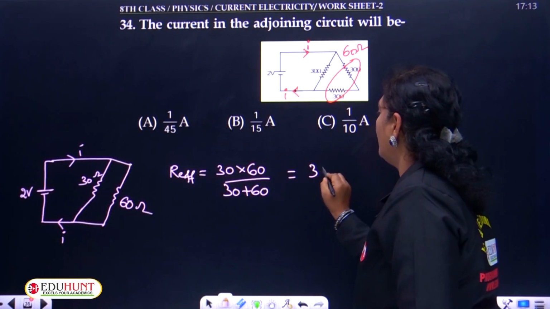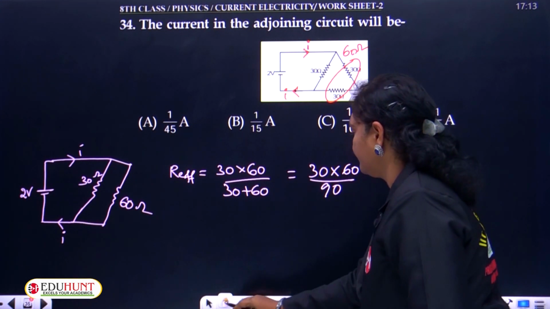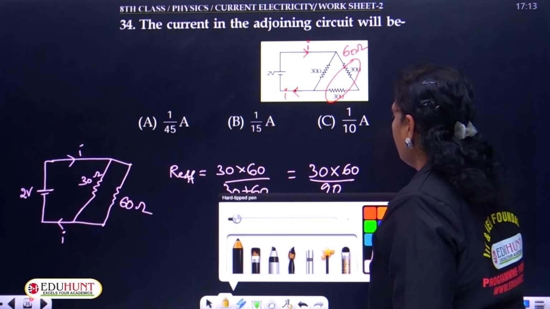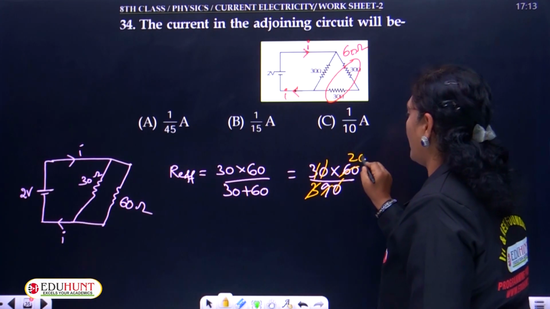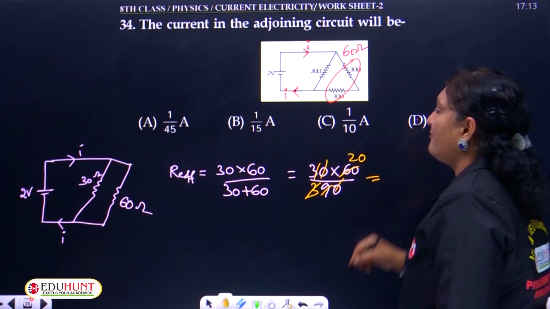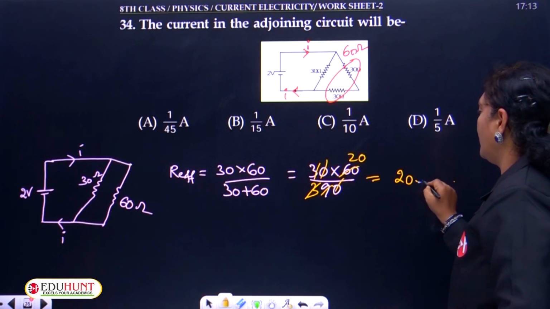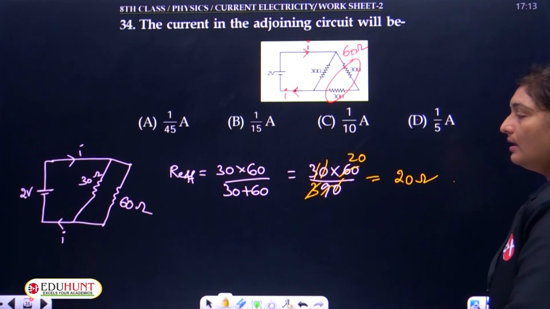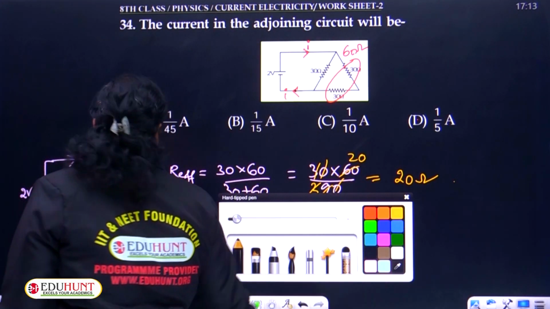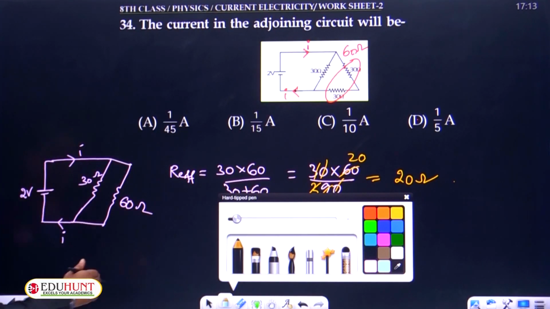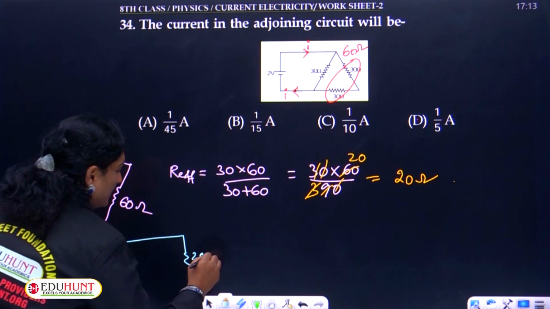This is equal to 30 into 60 upon 90. So simplifying, this 0 goes off, 3 3s are 9 and this goes 20 times. Hence, the effective resistance between these two is found to be 20 ohm. Clear? So, let us now draw the last simplified circuit for this. And this is something like this. Effective resistance is 20 ohm.